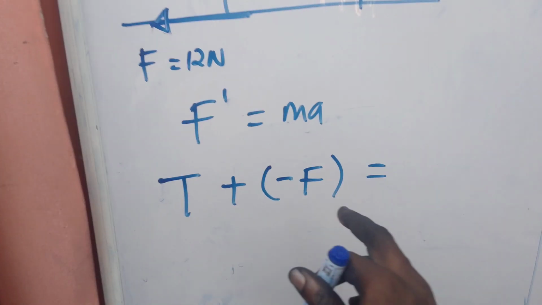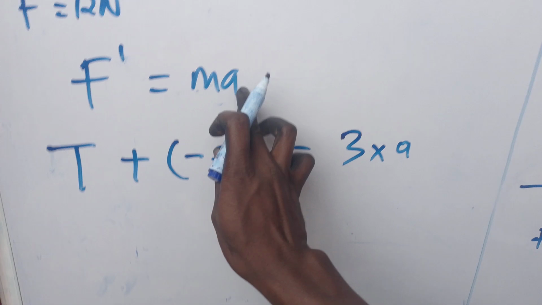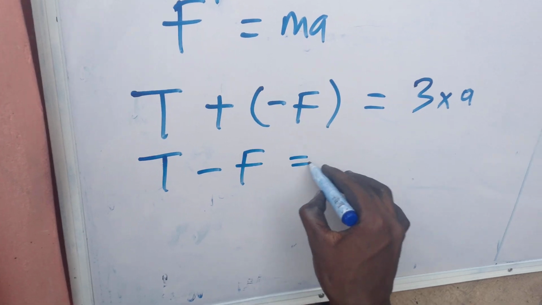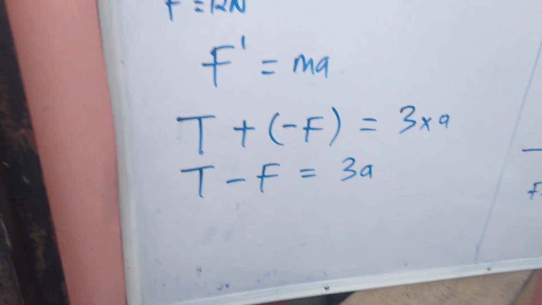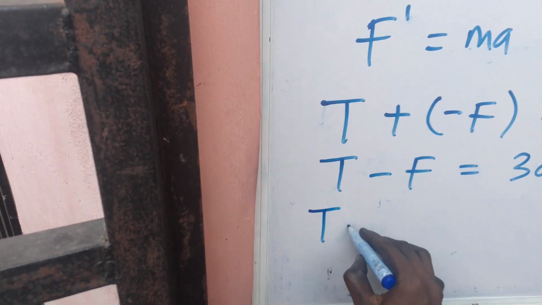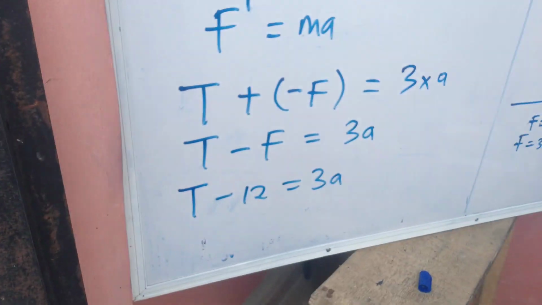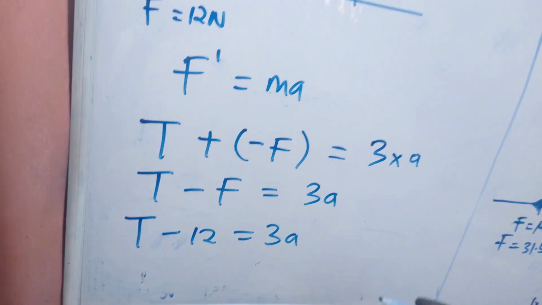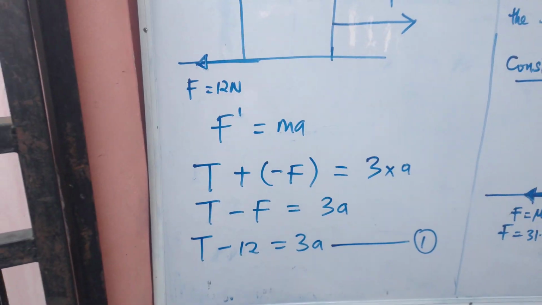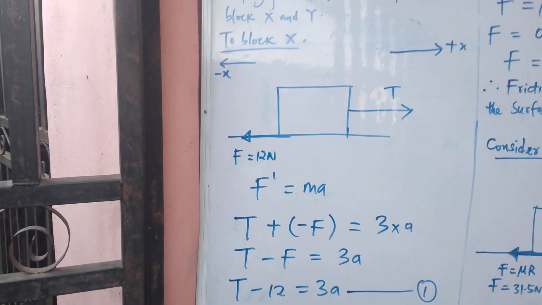Okay, so I'll come here now. That is 3 times A, where A is the linear acceleration. So plus times minus is minus. I have the tension minus F is equals to 3A. My friction force is 12 Newton, so my tension minus 12 equals to 3A. I can call this one equation 1.